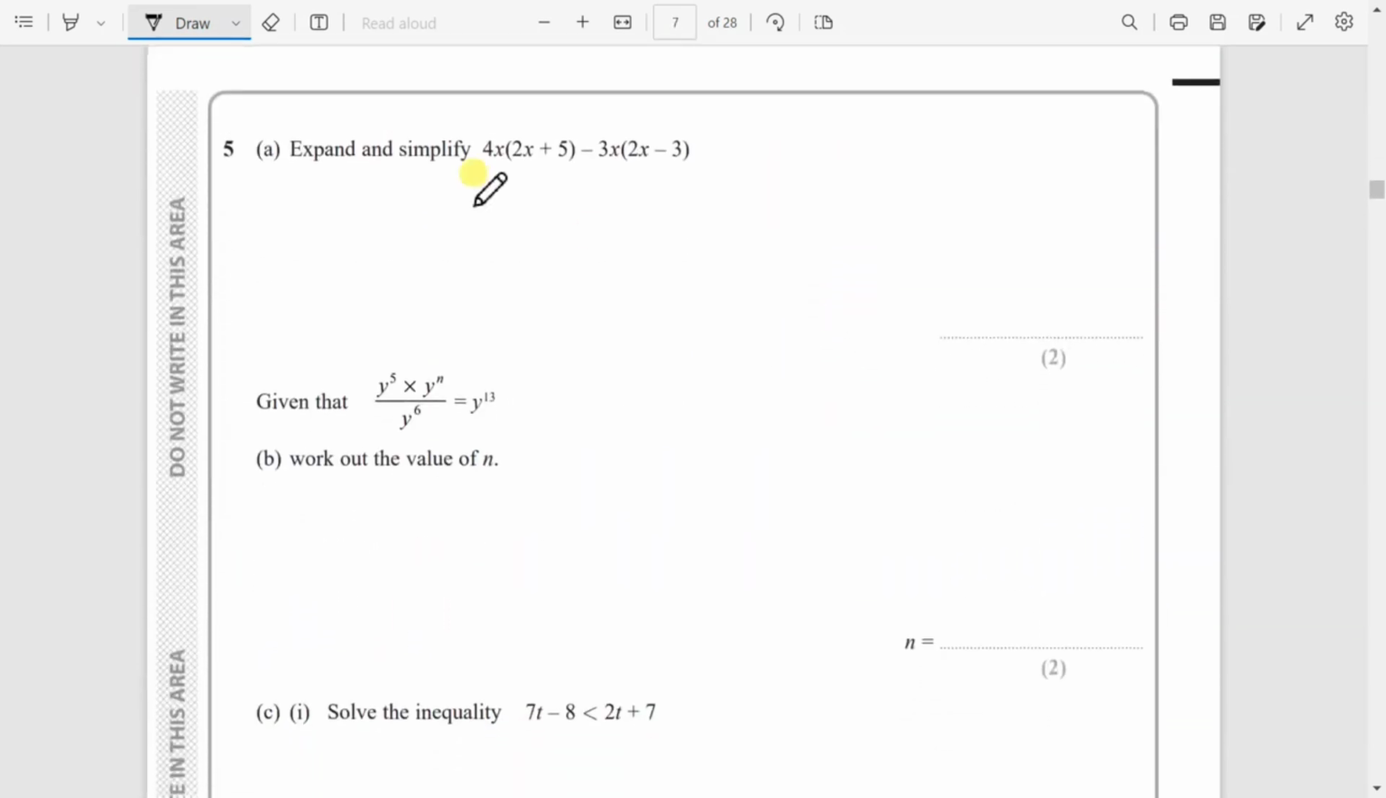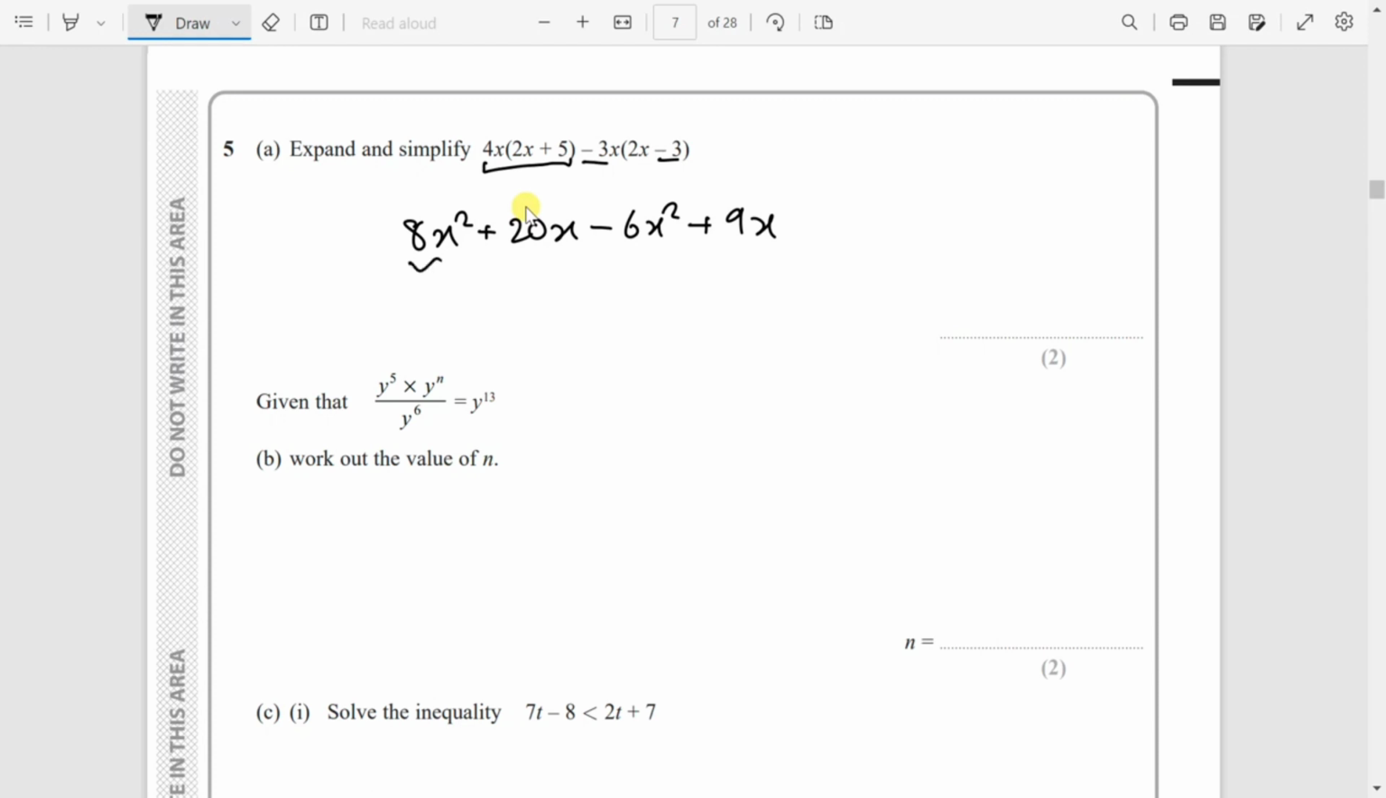Alright, 5. Expand and simplify 4x times 2x plus 5 minus 3x times 2x minus 3. Okay, so expand firstly these two. So 4x times 2x is 8x squared. 4x times 5 is 20x. Now, minus 3x times 2x is minus 6x squared. Minus 3x times minus 3 is positive 9x. So be careful with the sign. Yeah, the sign's here to trip us up.